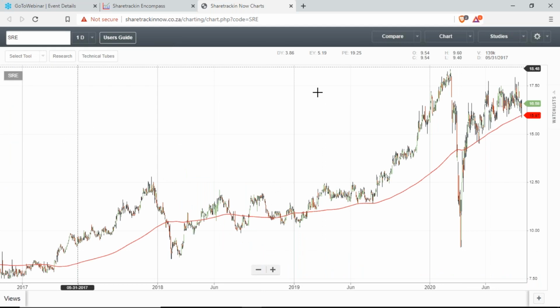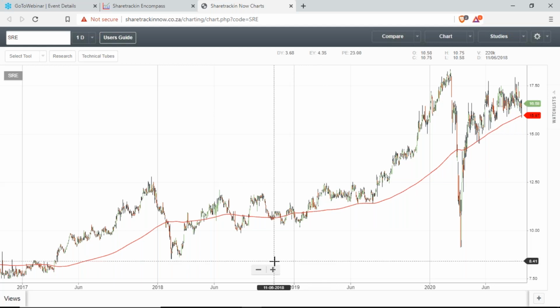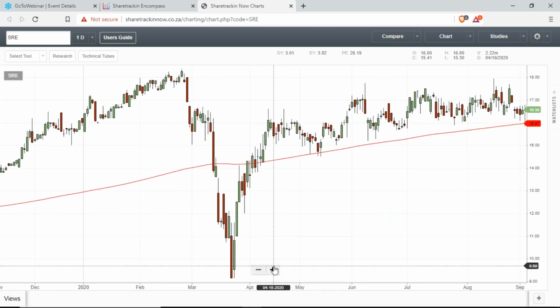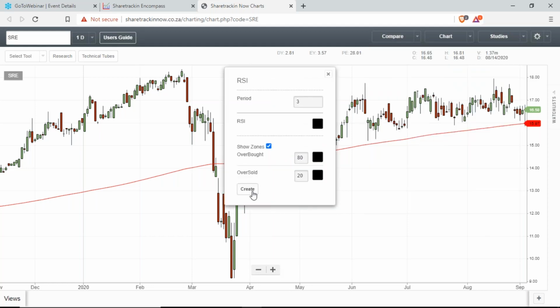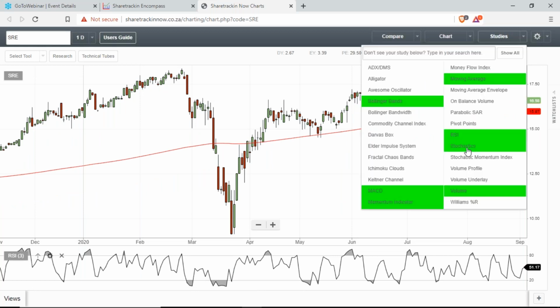Now I saw the trend is good. I saw the share is above average, but how do I know when to buy? Now we are going to studies. I'm going to insert an RSI of 3 days and a stochastic also underneath studies, and I'm going to keep my period at 14 days. I'm going to say create.